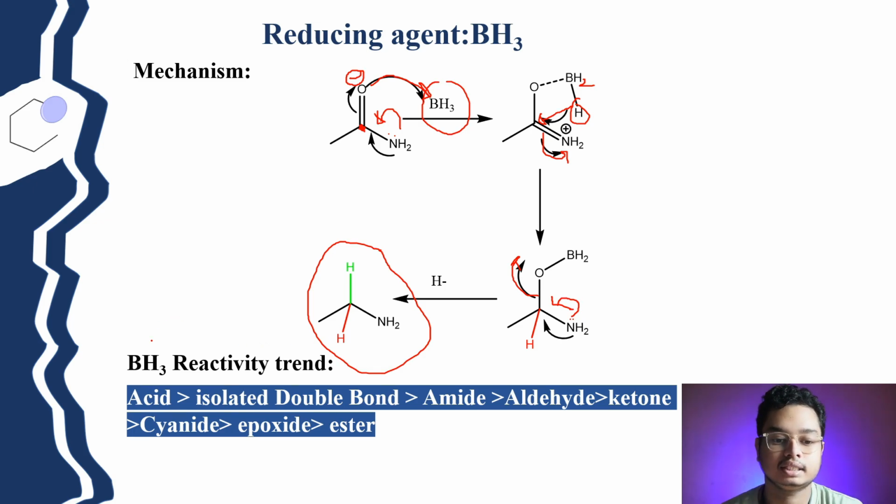And what is the BH3 reactivity trend? First, if your compound contains an acid, then the acid will be reduced first. Then an isolated double bond, which is not reduced but actually undergoes hydroboration. Then amide, and after that aldehyde, ketone, cyanide, epoxide, and ester get reduced. So this is the priority order of the BH3 reactivity trend.